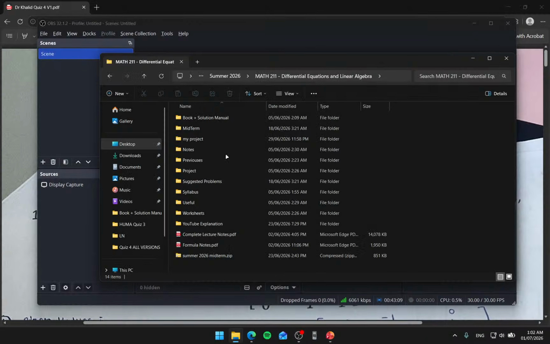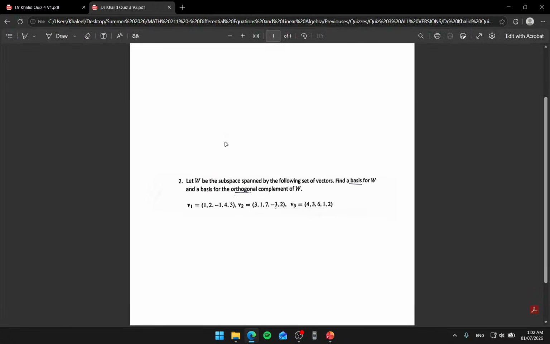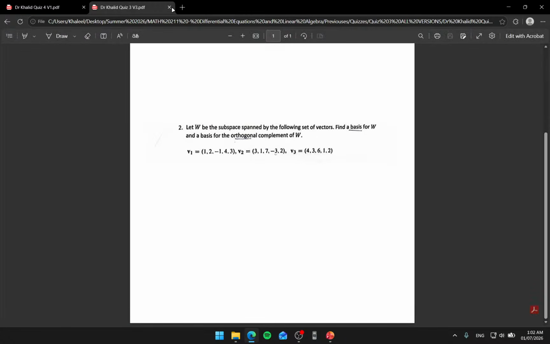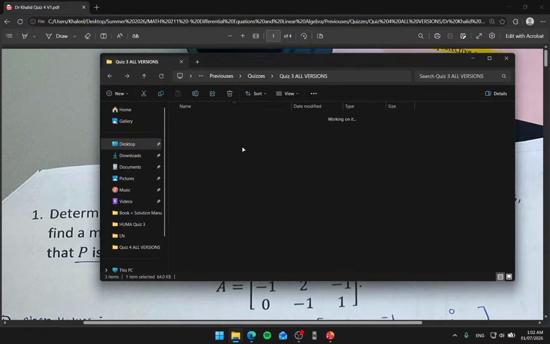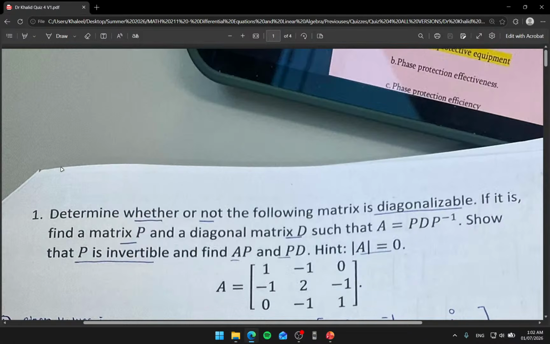Come on, come. Previous quizzes. Let's start with. This was, I don't know. What is this? Orthogonal. No, that was chapter 4. This one. Yeah, that's what we opened.